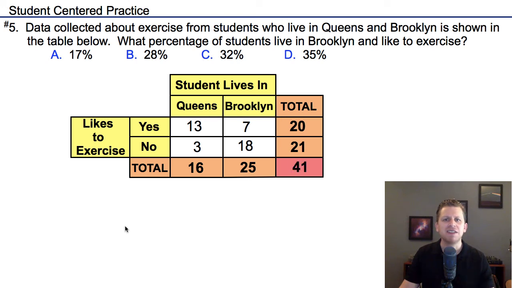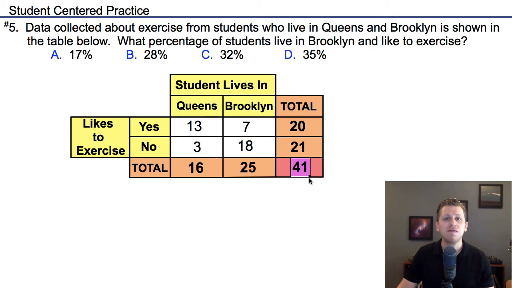Now we need to decide if this is a conditional probability. First, I look for the word given, and I don't see it. So that already means that it might not be a conditional probability. And then I look at what group I'm looking at. Well, here it says what percent of students. It doesn't say what percent of students who live in Brooklyn. It just says what percent of students. So here I'm looking at 41 students. This is not a conditional probability.